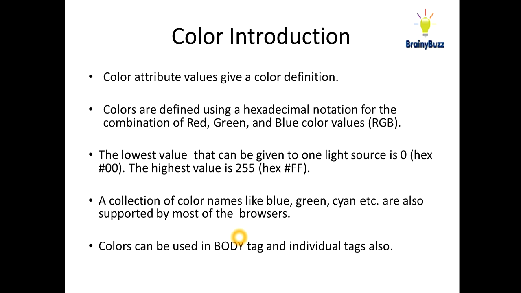Colors are basically defined using a hexadecimal notation, like for the combination of red, green and blue color values, that is the RGB. So you have three base colors, that is the green, red and blue. Whatever colors you make use these colors. Like if you mix all the three colors, you will get white, but if you do not mix any color, you will get black. If you put some red or green color and a blue color, you will get a different color. So it depends on you. Or if you do not put green and blue, only the red is there, then you will get the red color.